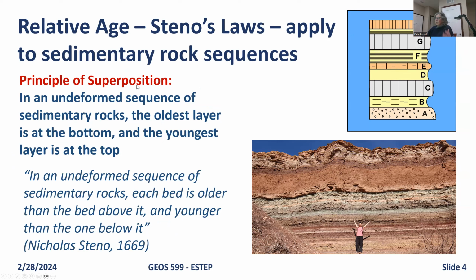This is a fancy way of saying that if we've got an undeformed sequence of sedimentary rocks, like the one diagrammed at the top right, the oldest layer is at the bottom and the youngest layer is at the top. What I usually do with students is deal out some cards that I've already picked, so there might be a nice sequence that could be a winning sequence in various card games. They can clearly see that what's on the bottom was the first card dealt, and they get younger as you go up. Same principle here: oldest at the bottom, youngest at the top.